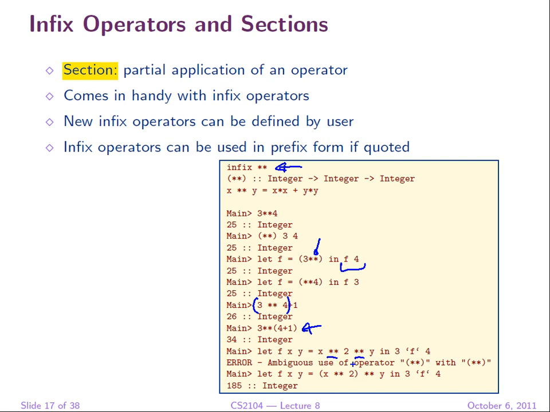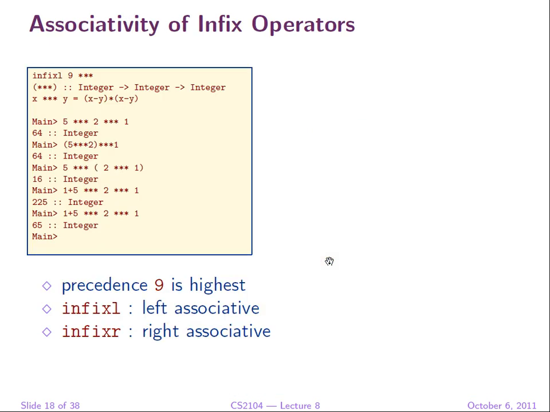Why? We have not specified associativity, right? So of course we can tackle the ambiguity with brackets. Now the thing is that using too many brackets is always inconvenient, so we can actually specify associativity, and we can also specify precedence. So instead of just saying infix star star, now that star star has been defined and I don't want to clobber it, I'm going to define a new operator, triple star, right?